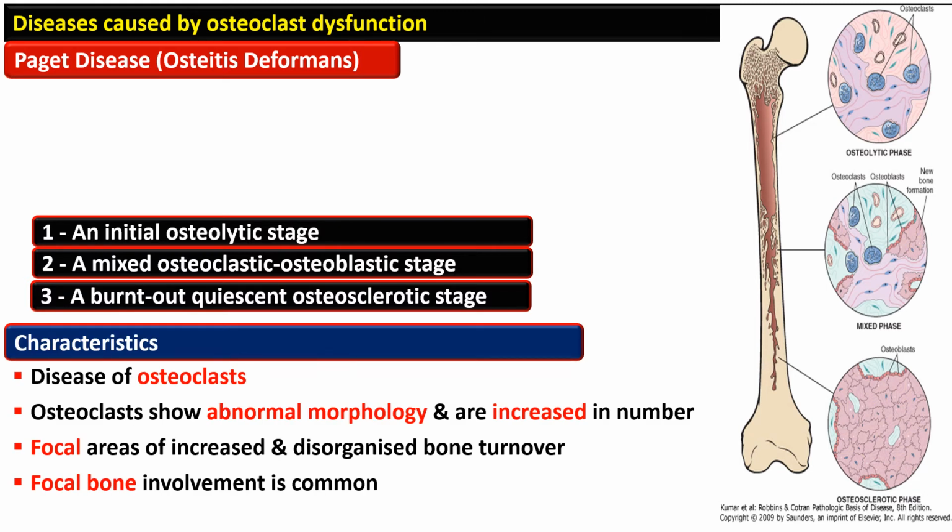So we can say that the characteristics of Paget's disease or Osteitis deformans are: it is a disease of osteoclast. The osteoclasts are abnormal in morphology, and they are increased in number. The focal bone involvement is common, and there may be focal areas of increased and disorganized bone turnover.